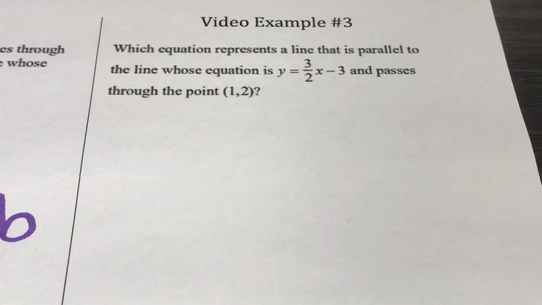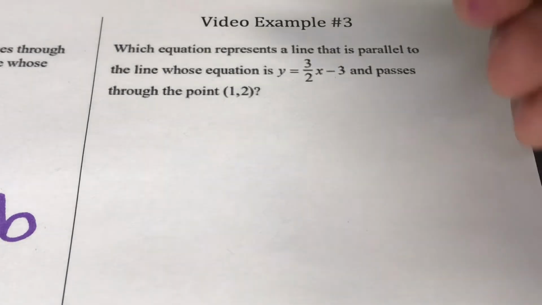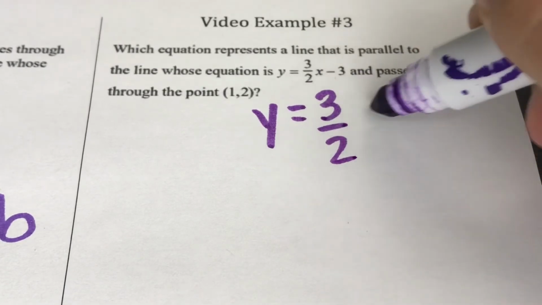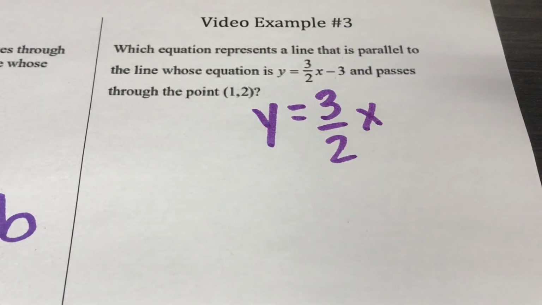If you think you got it by now, I would pause this video and try to solve this one on your own. If not, let's get started. Our same problem says, which equation represents a line that is again parallel to a line whose equation is y equals 3/2 x minus 3 and passes through the point (1, 2). So again, parallel lines have the same slope. So in our line, we are also going to have 3/2 as a slope. We just have a different y-intercept.